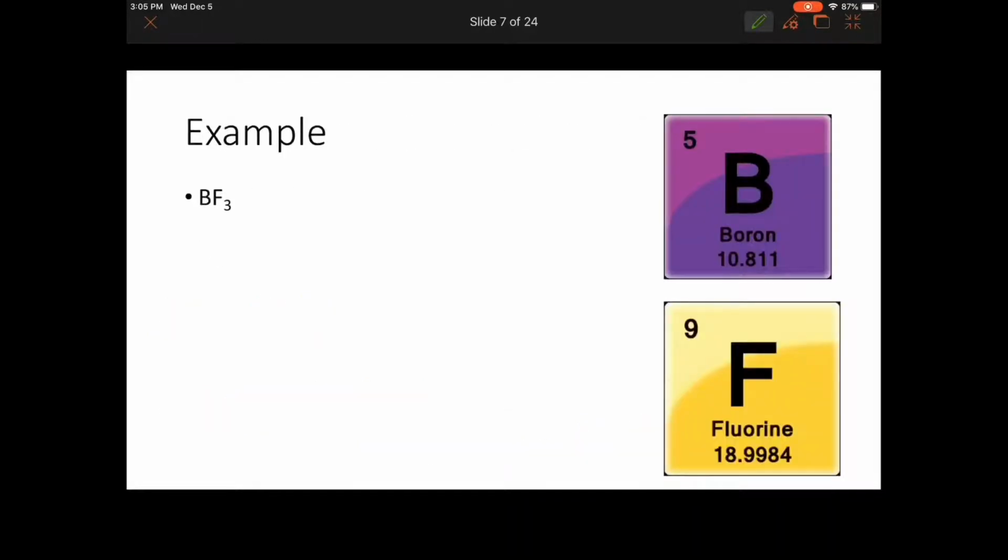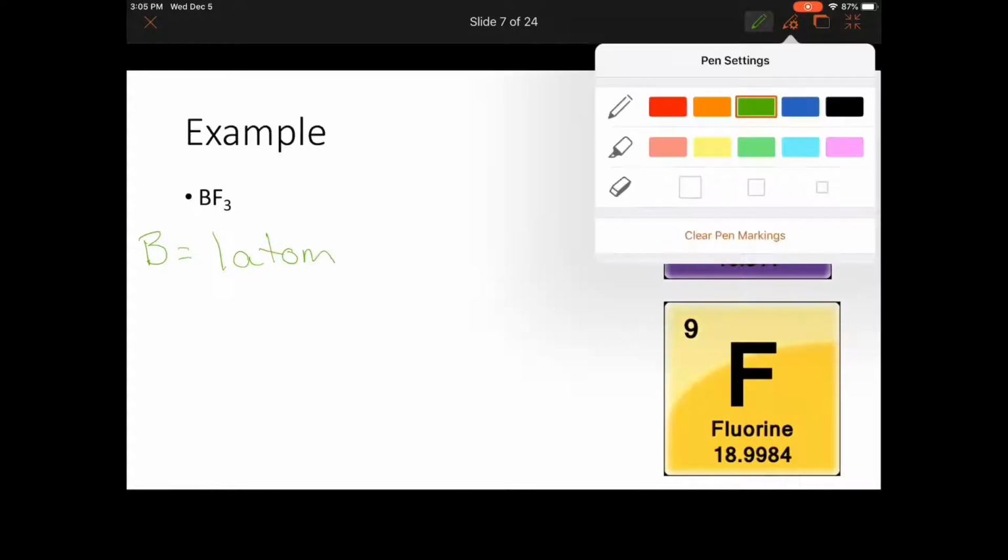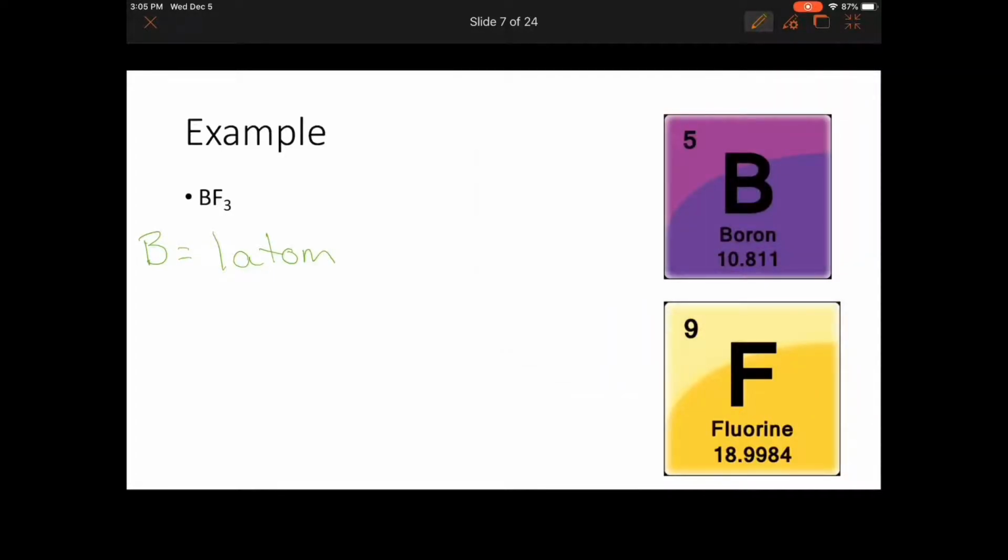All right, let's do an example. I want to figure out the molecular mass of BF3. Remember, first step is to figure out how many atoms we have. Boron, we're looking at that and we see there is no subscript, so that means we have 1 atom. Fluorine, we look and see that we have a 3 there, so that means we have 3 atoms.